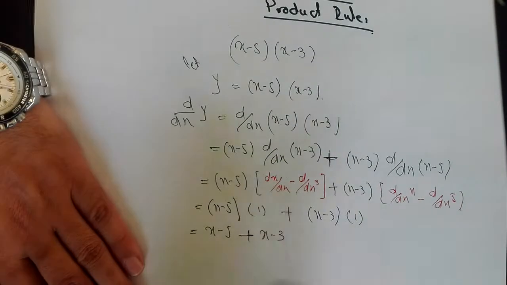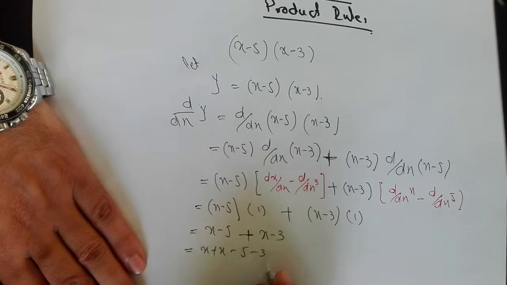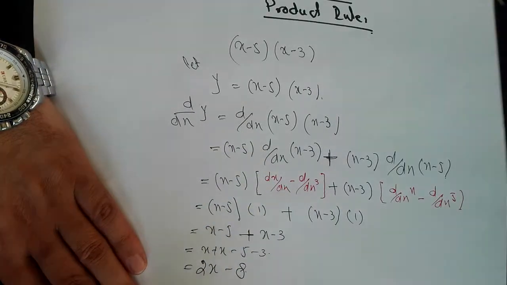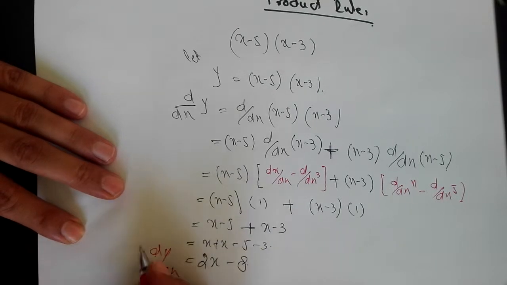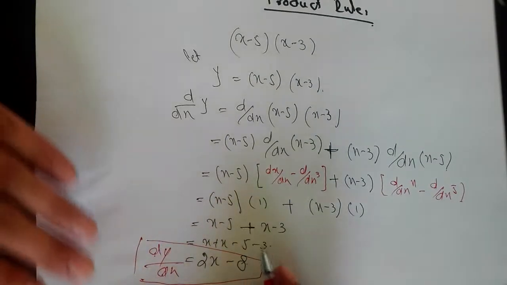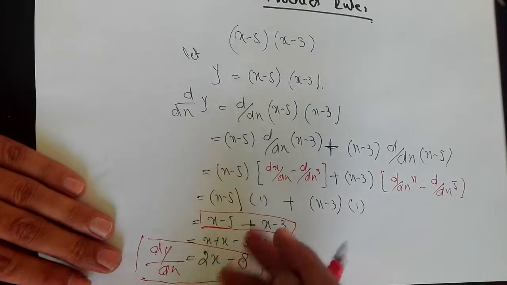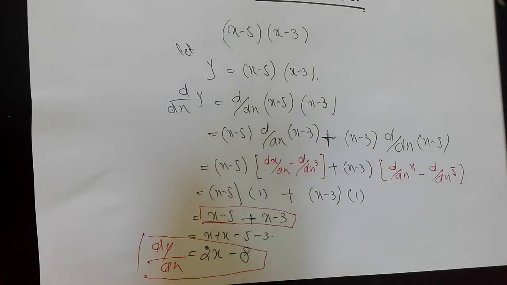Those two things, x minus 5 and x minus 3, you can solve. See, we can write x plus x, minus 5 minus 3, that will be equal to 2x minus 8. That is the derivative, dy over dx. dy over dx is equal to 2x minus 8 in the product rule. If you want to write it like this, okay, no issue, but it is better if you solve this question completely, you will find 2x minus 8. This is the answer.